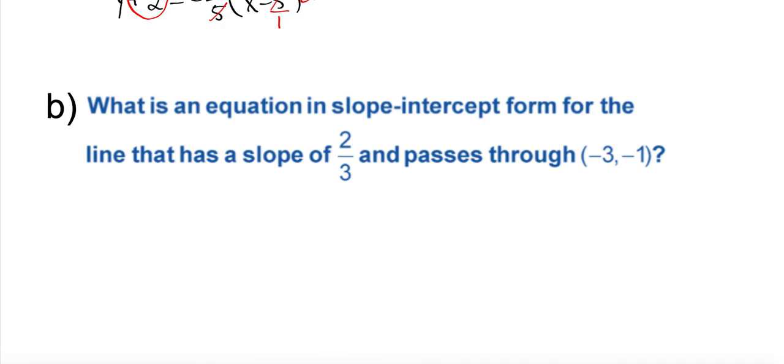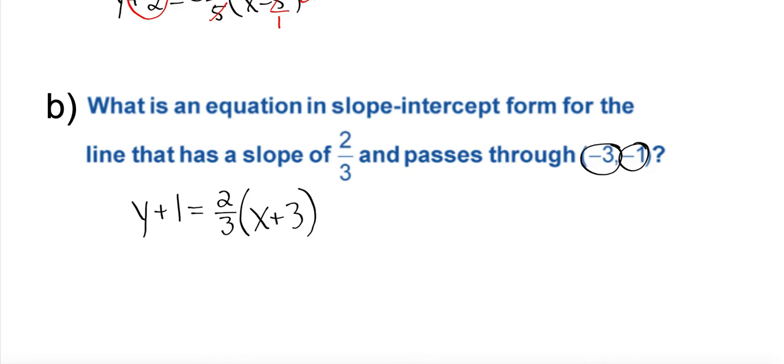Okay, so plugging it in, y minus y1. So y1 is a negative 1, so that'll turn this to a positive, right? We'll have a double negative there. Slope, 2/3. x minus x1. x1 is the negative 3, so again, that'll switch. Okay? This is my point slope form right here.